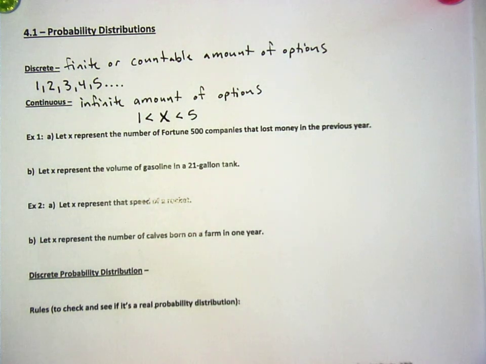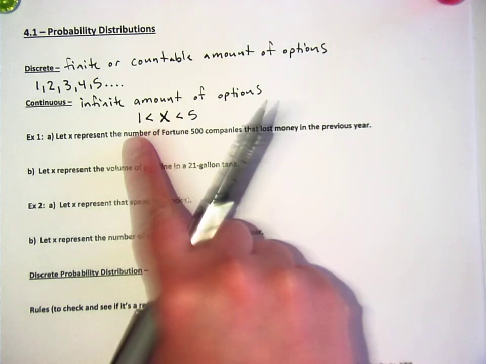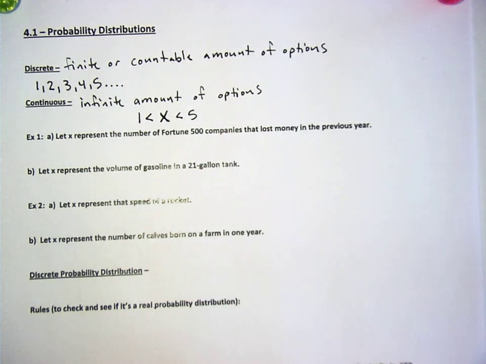Wait, what does that mean? That means that the number is between 1 and 5. Number greater than 1. What's the X mean? It's just that.